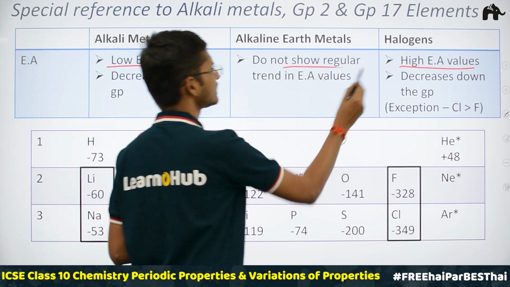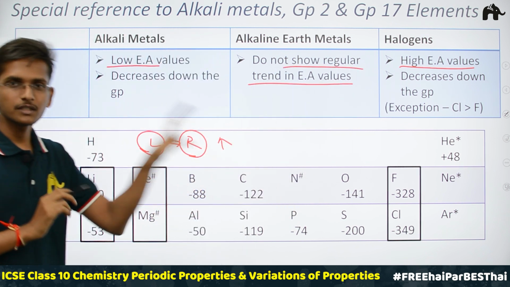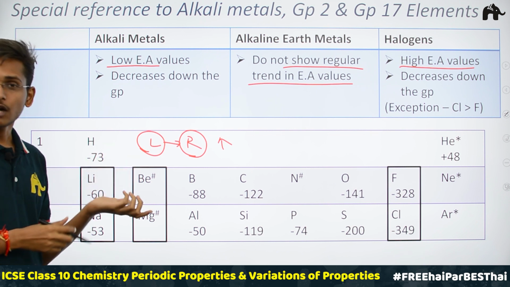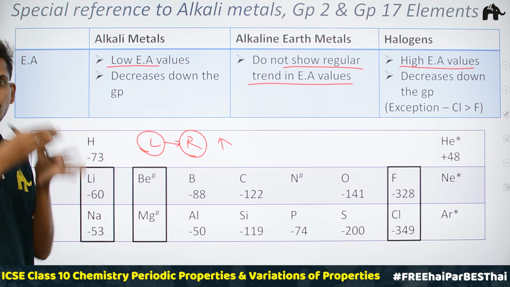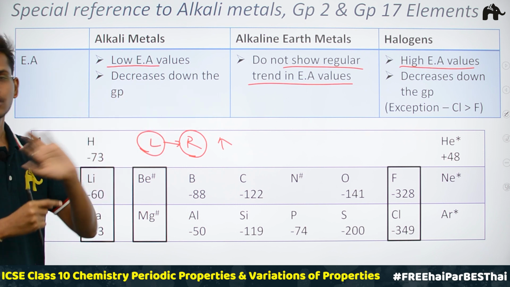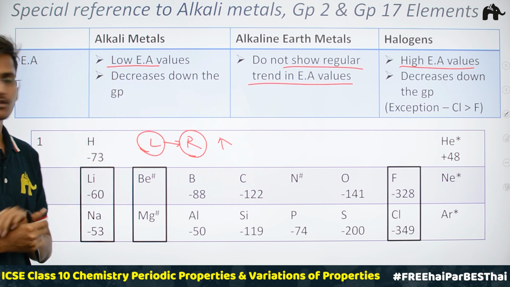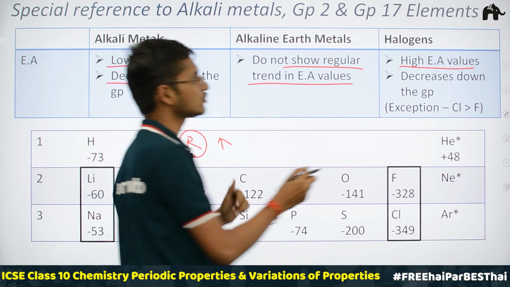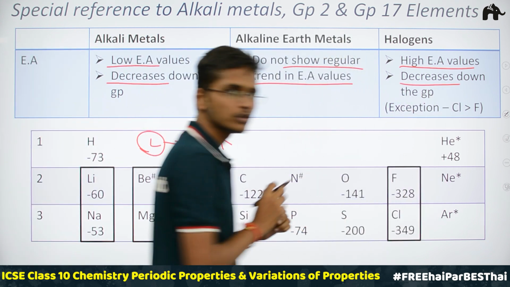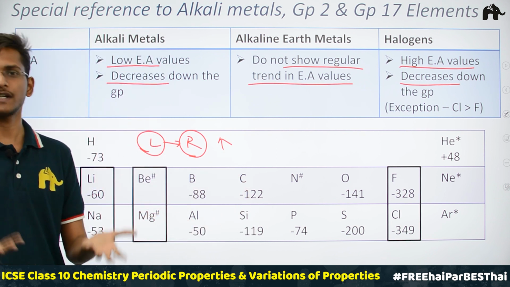Okay, so that's it, we have to remember about them this much only. Now, considering the electron affinity trend down the group, you could remember these 2 points of alkali metals as well as halogens. Alkali metals' electron affinity decreases down the group, and the same for halogens, electron affinity also decreases down the group. How to remember?